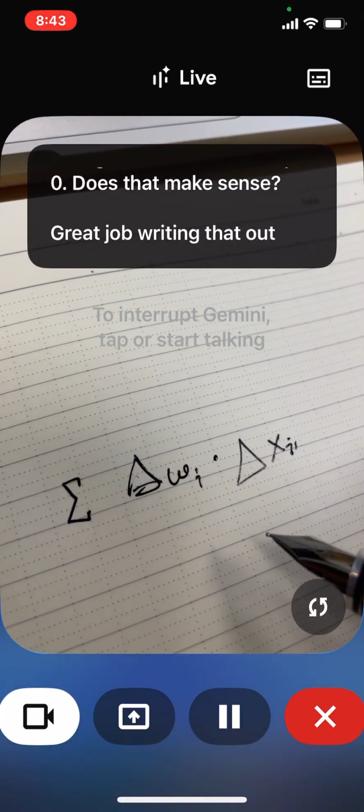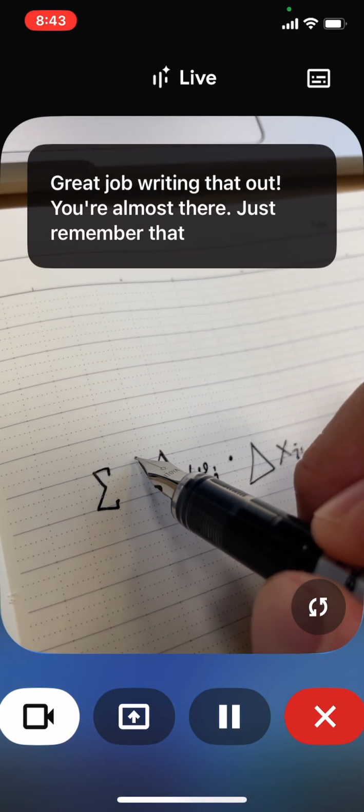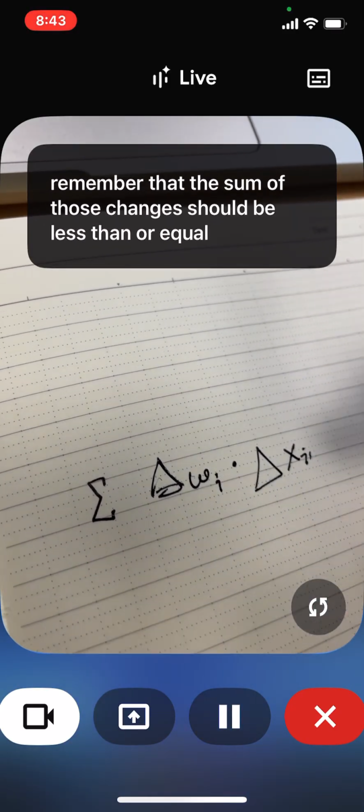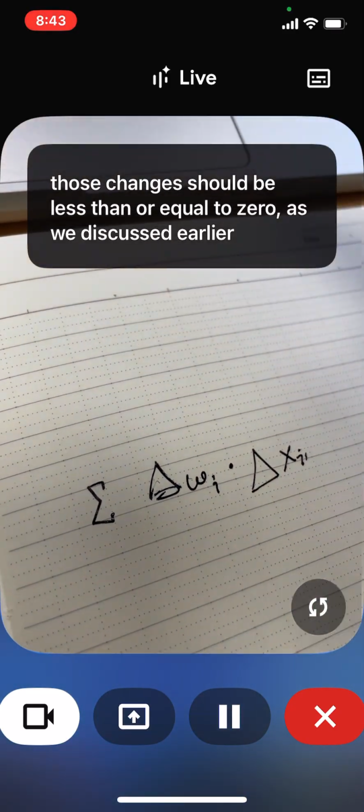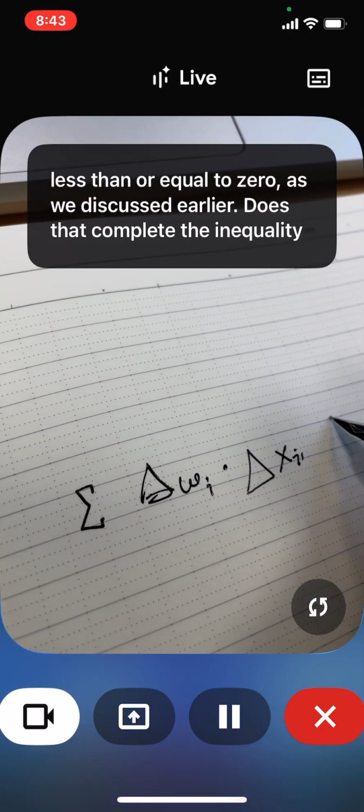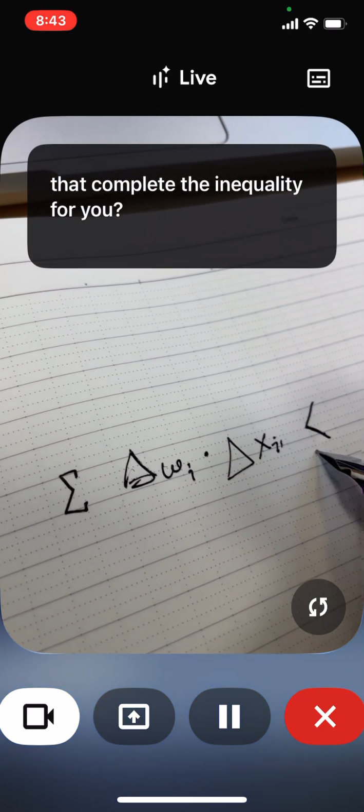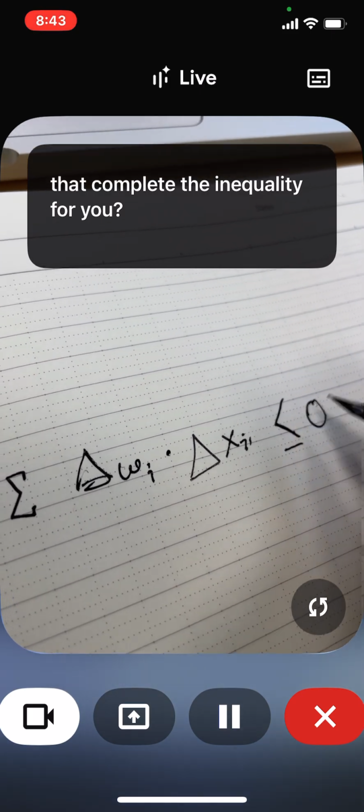Great job writing that out. You're almost there. Just remember that the sum of those changes should be less than or equal to 0, as we discussed earlier. Does that complete the inequality for you? Less than or equal to 0.